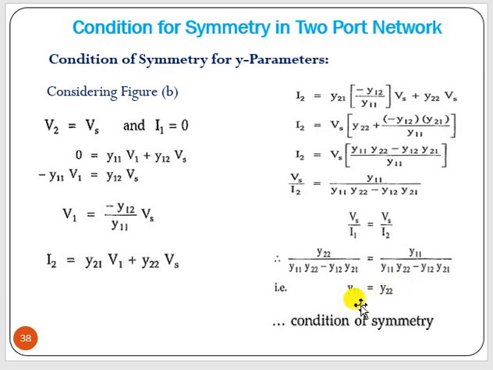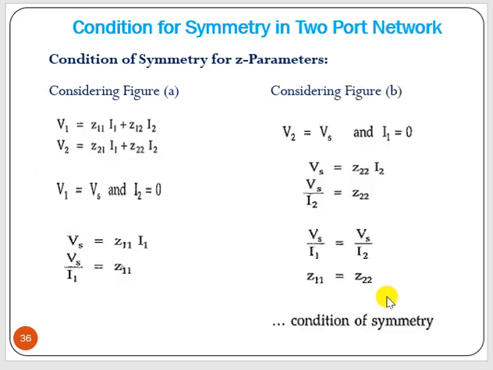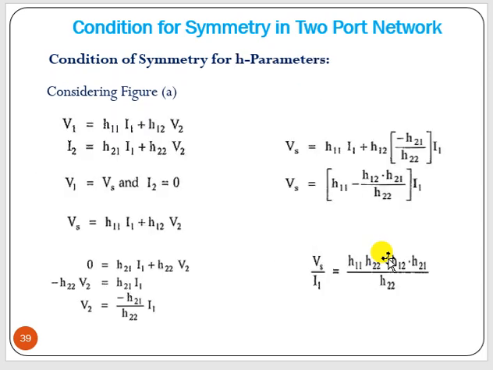Now the condition of symmetry, you can see that input impedance should be equal to output impedance, input admittance should be equal to output admittance. Okay. Now we can do it for the H parameter also. V1 equal to Vs, I2 equal to 0. So we got two expressions. From this expression we can find out V2 in terms of I1, that we can put in this equation. Okay. Then we can have Vs by I1 as the expression.